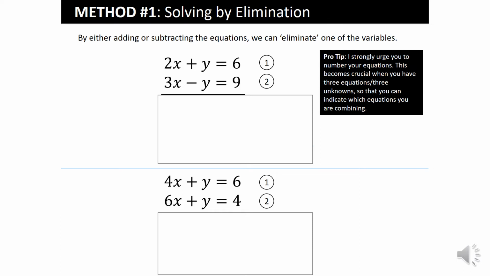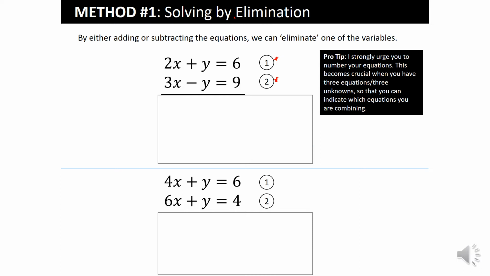And a really key bit of advice would be, I would definitely number your two equations 1 and 2. So you can see we've put here a little 1 and a circle, little 2. That's just numbering them equation 1 and equation 2. Because what that allows you to do is to write next to it what you're doing on each step, so that when you come back to check it, you can see what you've done.